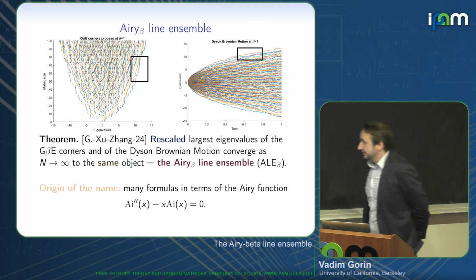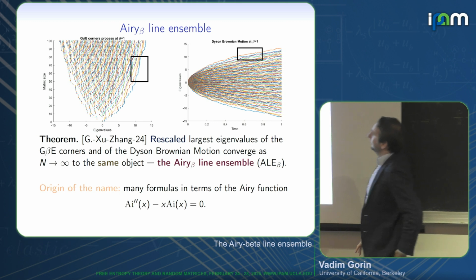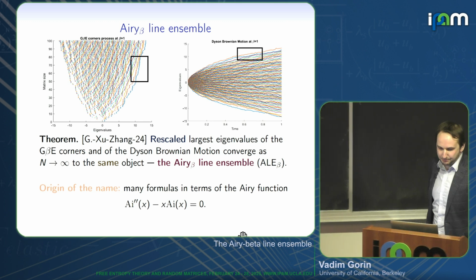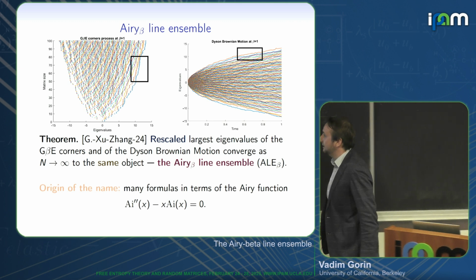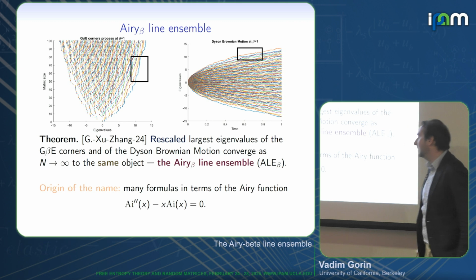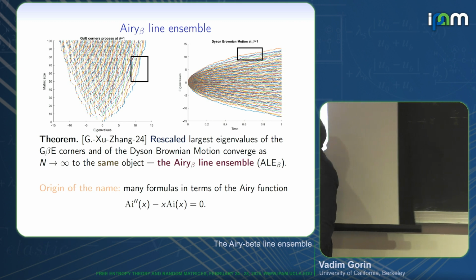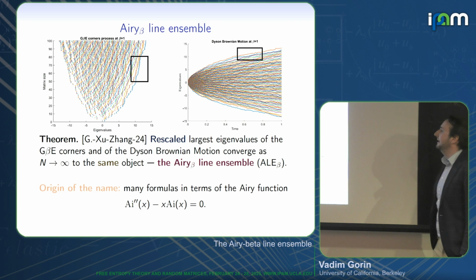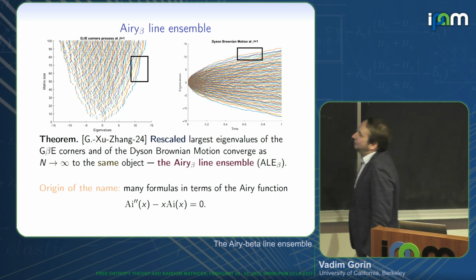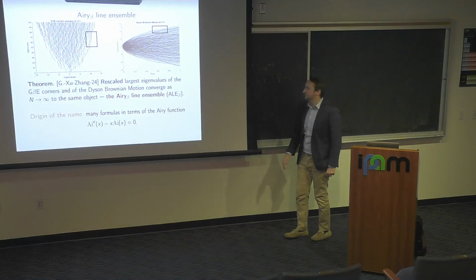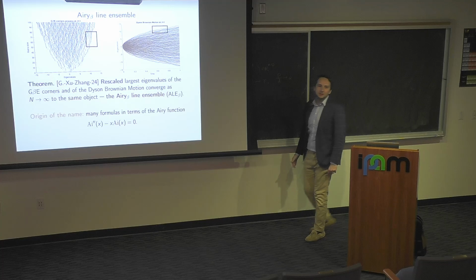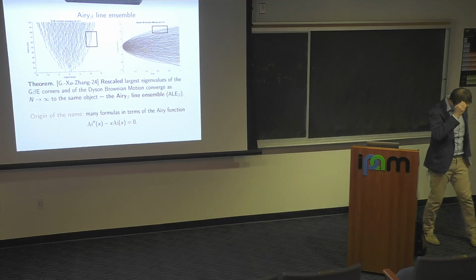Okay, so here's our theorem. If you look at the rescaled largest eigenvalues of the Gaussian beta corners process or Dyson-Brownian motion in a small window near your parabola, so maybe here or maybe there, then as n goes to infinity they converge to exactly the same limiting object. And this object is what we call the Airy-beta line ensemble. What is Airy here? The origin is that many formulas for this object can be written in terms of the Airy function, which is the solution of a second-order differential equation.